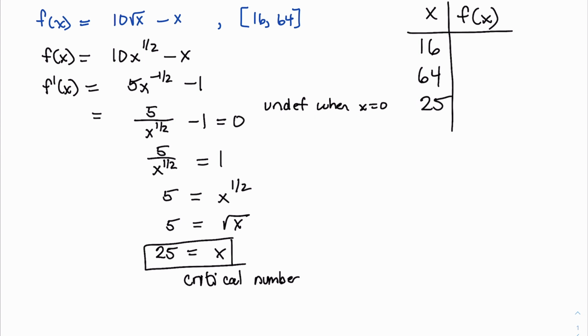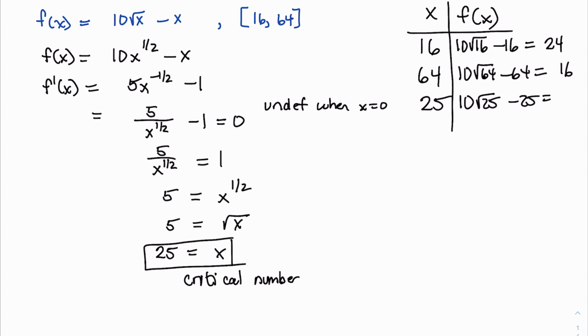Now we're ready to substitute all of our values. We're going to plug in 16, 64, and 25 and see what the biggest and smallest values of f are. So plugging in 16, we get 10 square root of 16 minus 16. 10 times 4 is 40, minus 16 is 24. If we substitute 64, we have 10 root 64 minus 64. 10 times 8 is 80, minus 64 is 16. And finally, substituting 25, 10 root 25 minus 25. Root 25 is 5, times 10 is 50, minus 25 is 25.